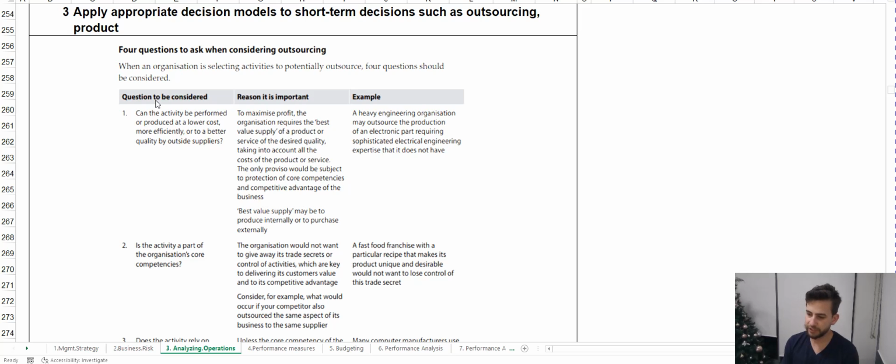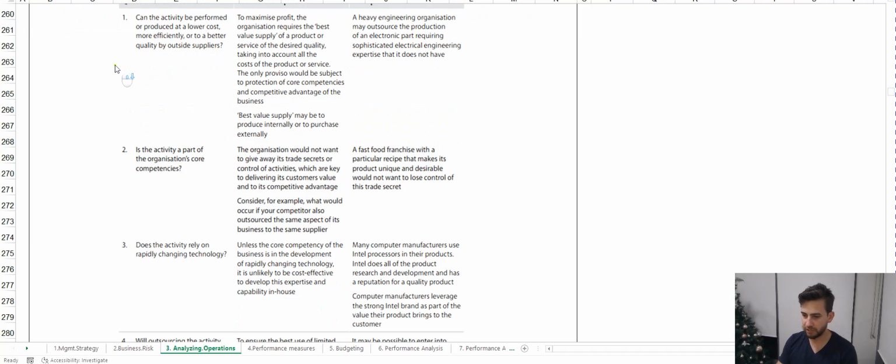So an example here is a heavy engineering organization may outsource the production of an electronic part, requiring sophisticated electrical engineering experience that it does not have. Because if you're a smaller organization, you're going to have more generalist staff as opposed to specialist staff. If you're a large organization or an organization that focuses on one thing, for example, a specialist engineering company, it's going to be more efficient for you to hire those staff, and actually other companies pay you for that specialized task, and you can do that to a high level of efficiency and value.